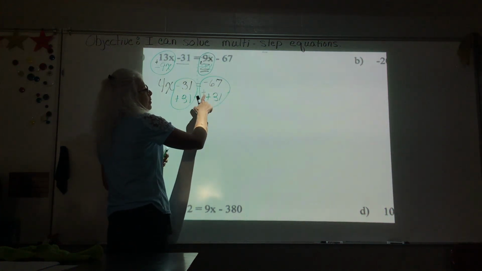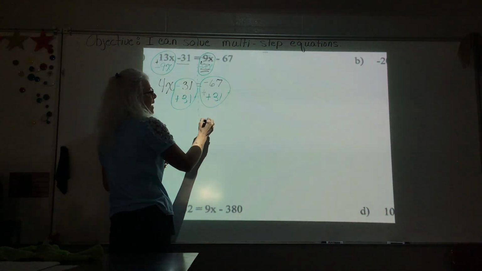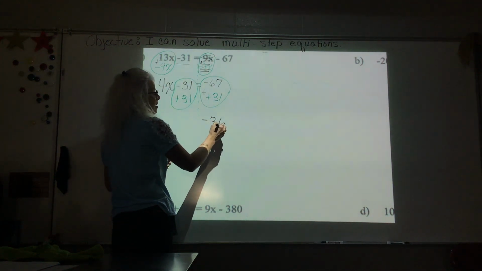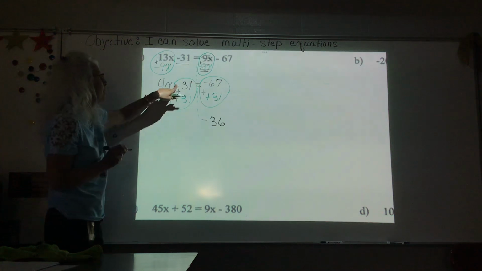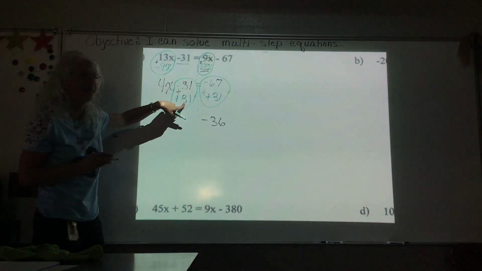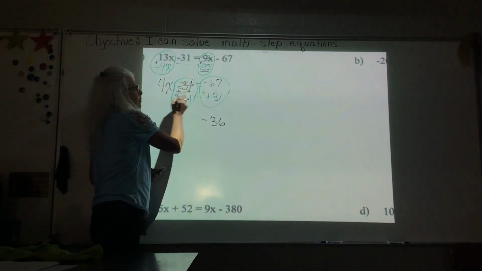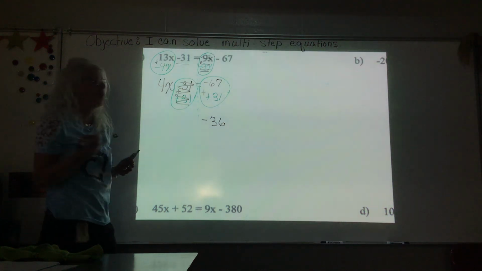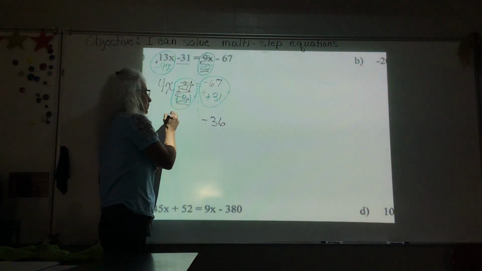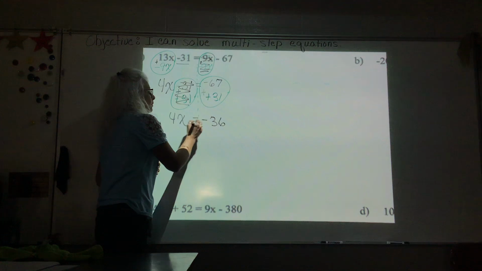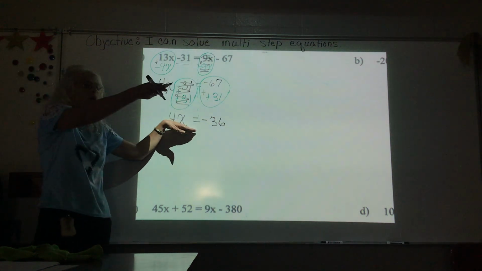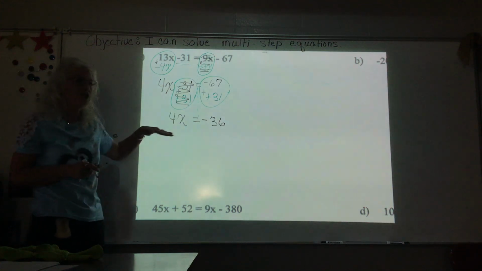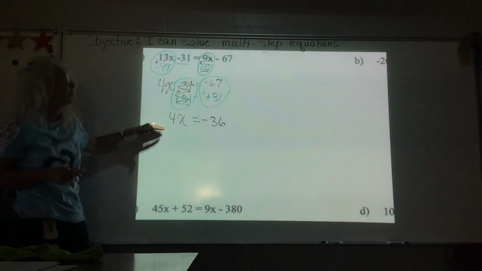Negative 67 plus positive 31 is negative 36, is that right? Yes. Combine these, negative 31 plus positive 31, and you get 0. So we got rid of those. Bring down the 4x. Now this is just the one step, oh, I love that she said one step. This is just the one-step equation part.